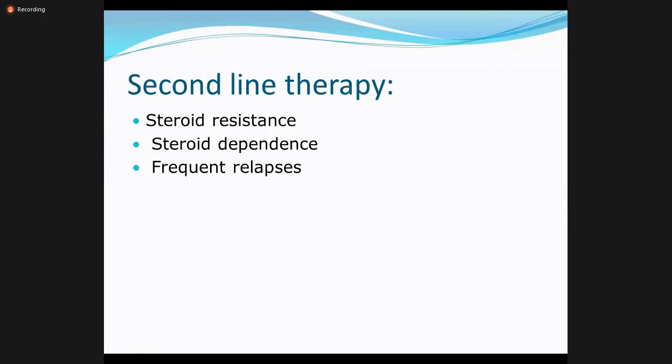When there is resistance, or there is steroid dependency. What is steroid dependency? When you start to taper off the steroids, the child develops edema or proteinuria. That is called steroid dependency. So in these cases, we need second line therapy.